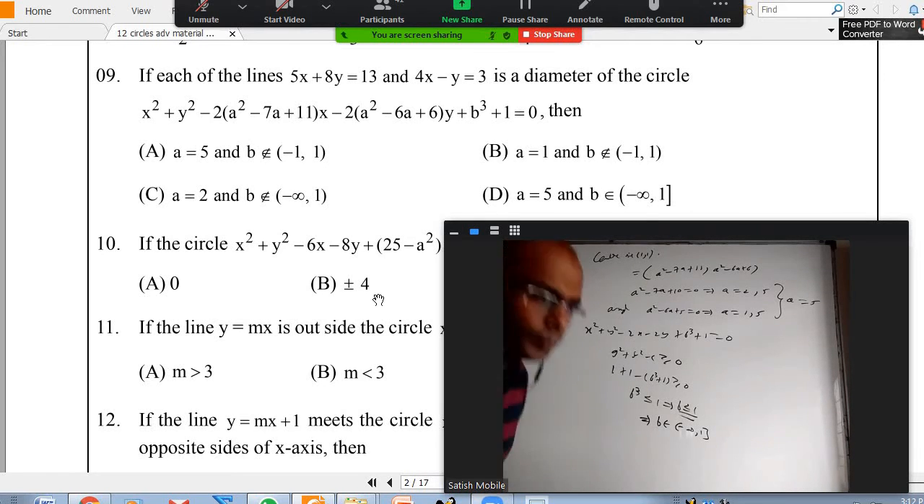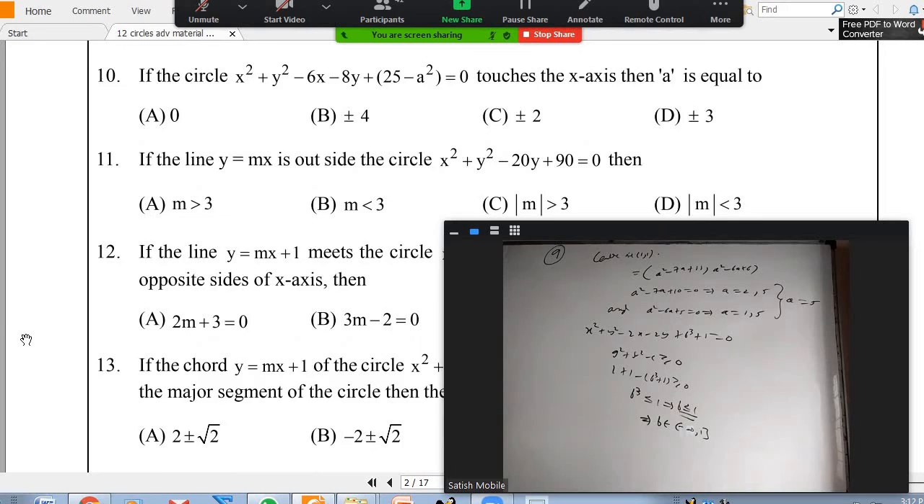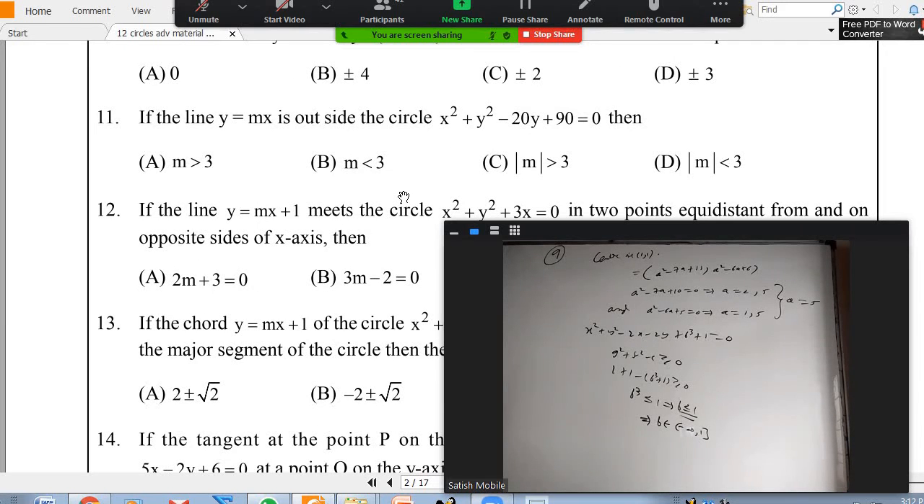Okay, 11th one. Y equal to mx is outside the circle. That means the distance from the center is more than the radius. That's all.